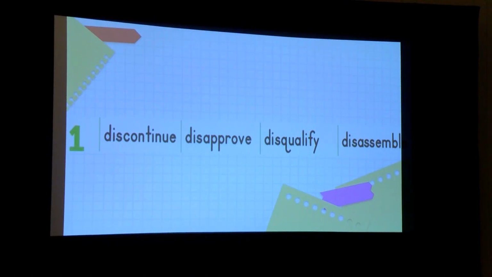Okay, I have broken it down line by line. If you look at line 1, we're going to read the words. We have discontinue, disapprove, disqualify, and disassemble. Your student or your child may be able to read these words just fine because their decoding skills are perfect. They have had great lower elementary teachers that have taught them how to read. Well, now we are going to break apart these words. The first part is you need to identify the prefix in each one of these words, which is dis.